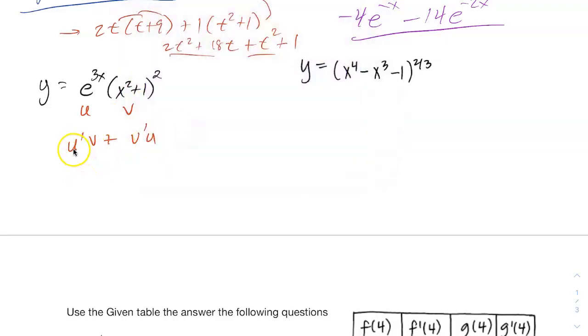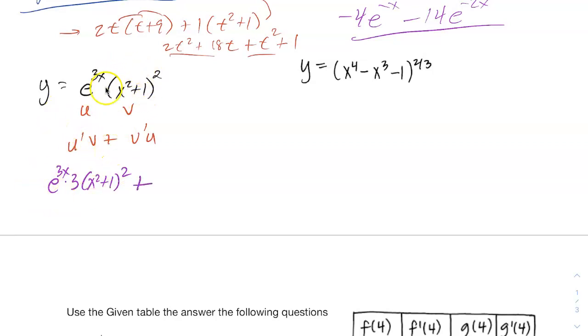Okay, so take the derivative of the first one. So here's e. Remember the way we do e's? Copy and times by derivative of the power. So u prime would be e to 3x times 3. Then we gotta leave v alone. This is v, so let's leave it alone: x squared plus 1 squared. So that's this side. Now we have a plus sign.